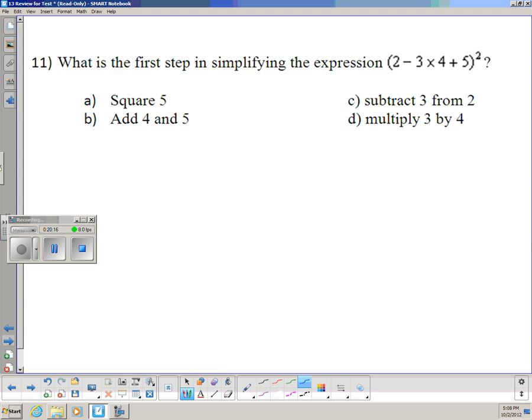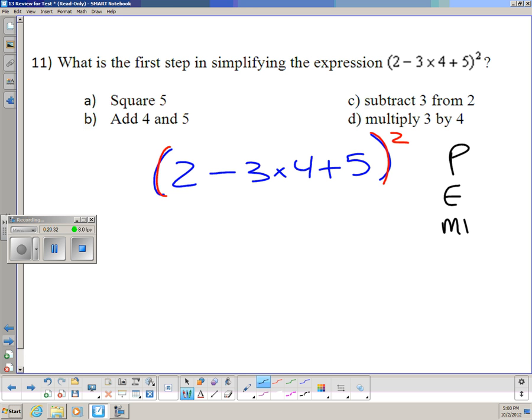Number 11. What is the first step in simplifying this expression? 2 minus 3 times 4 plus 5, all in parentheses, and I square. So again, using order of operations, I look inside the parentheses. Look inside, and boy, do I see a lot of stuff going on. So inside the parentheses is where I'm looking. I'm only looking at the yellow.